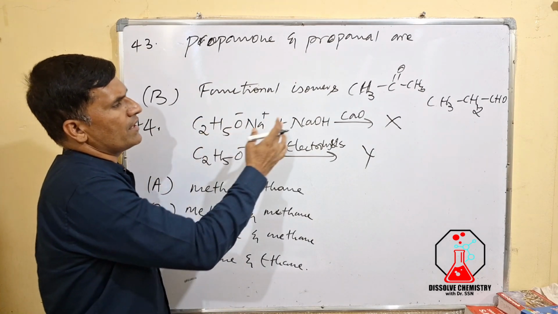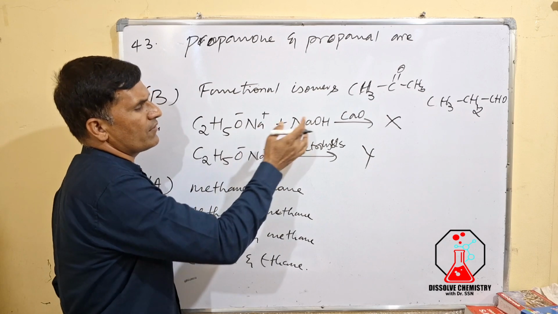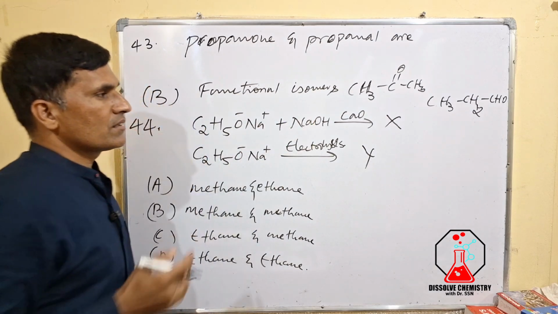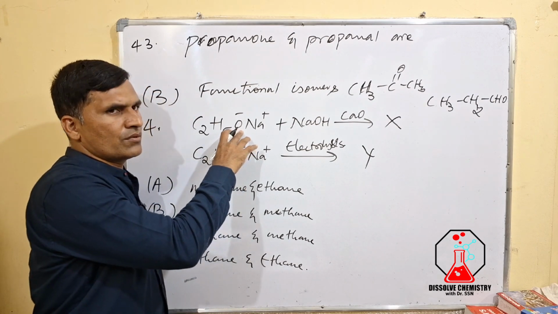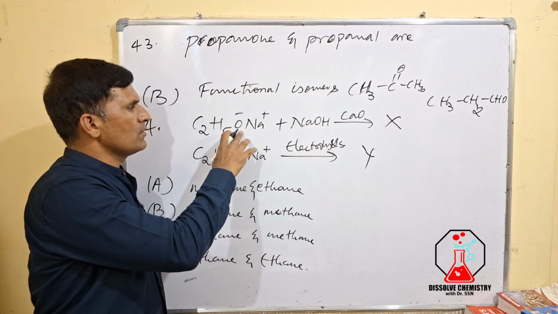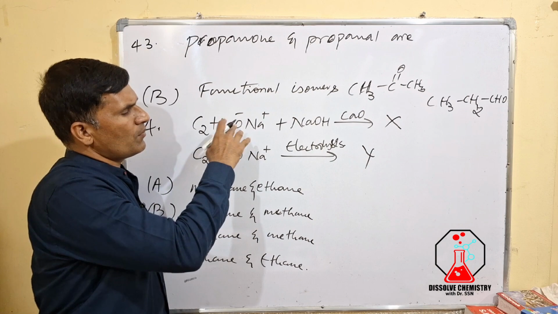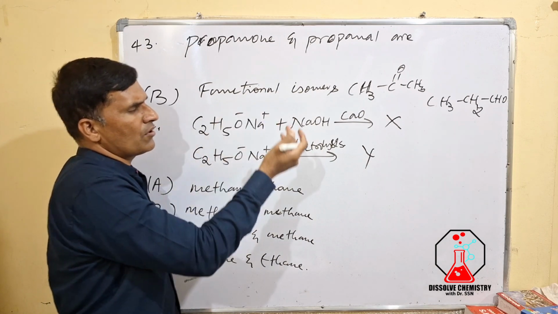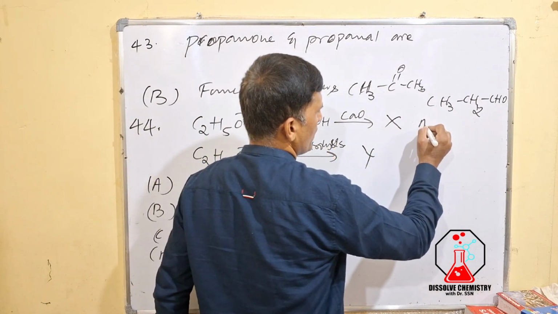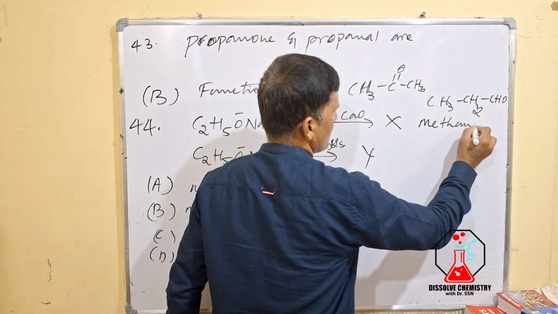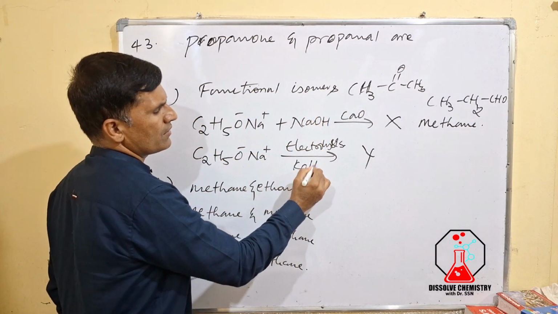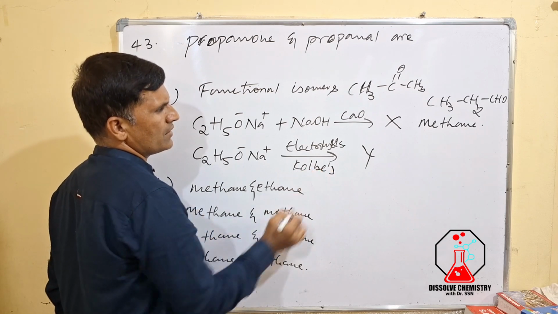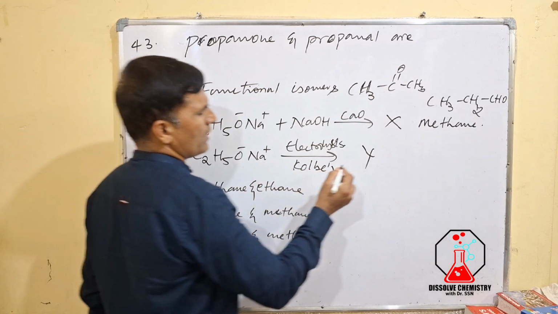So when you treat this sodium ethanoate with soda lime, what happens? It will first convert into carboxylate, and that carboxylate undergoes decarboxylation to give methane gas. Similarly, here it is Kolbe's reaction. You should remember Kolbe's reaction. So here what happens?